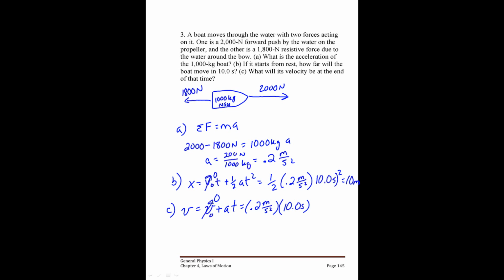Oh, by the way, this should have been parentheses. 0.2 times 10 is 2 meters per second. It's a slightly more complicated problem. Probably not exactly what you'll see on the midterm, but getting a little more difficult.